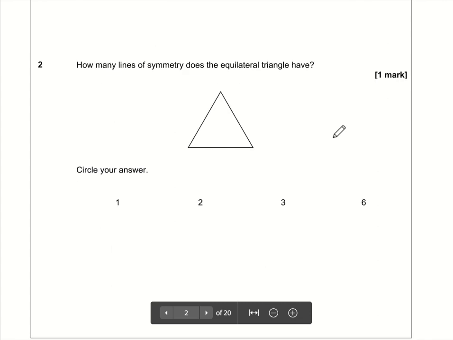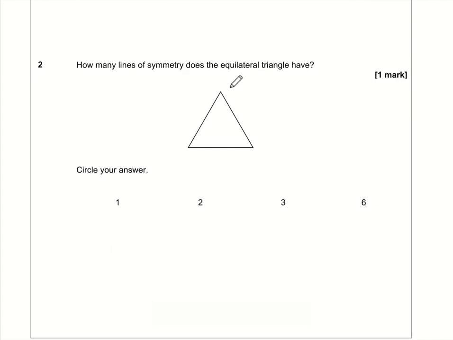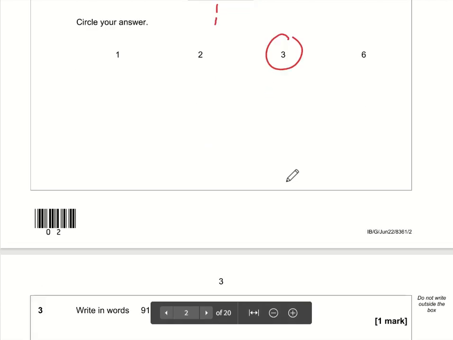Question number 2, how many lines of symmetry does the equilateral triangle have? So if we were to draw a line right down the middle and fold it along this line, then the left hand side would sit on the right hand side. But similarly, if we were to fold along this line and also this line here, basically this is exactly the same as the first line we've drawn, except we've just rotated the triangle round. So as we can see, we have 3 lines of symmetry there.